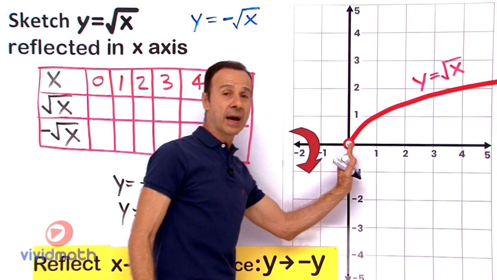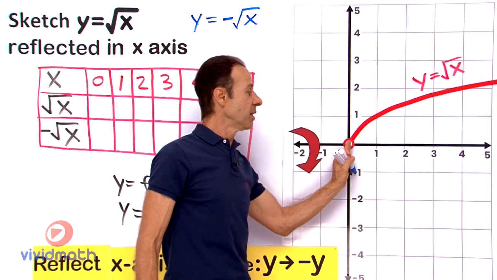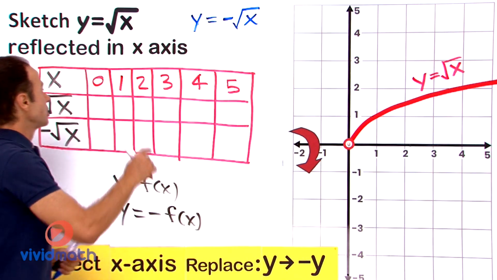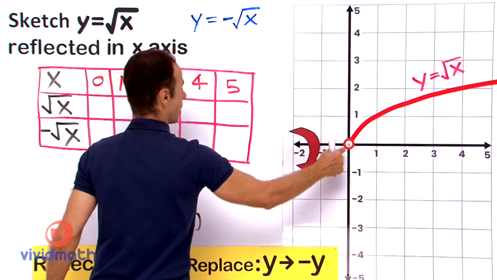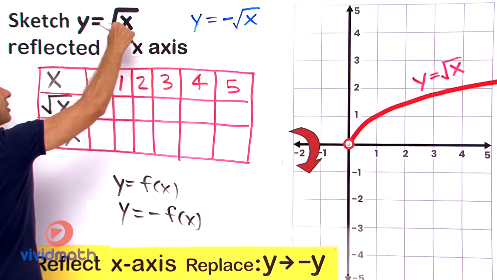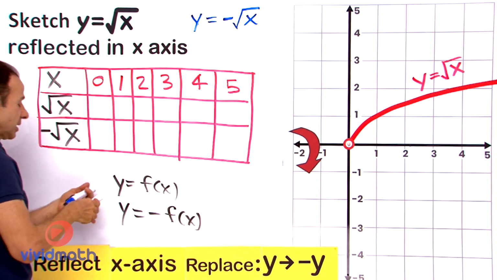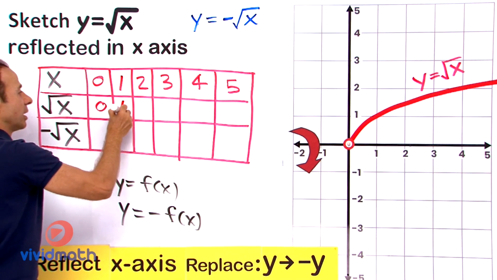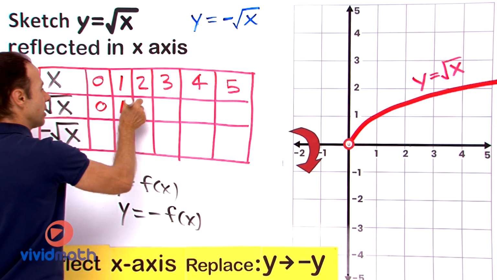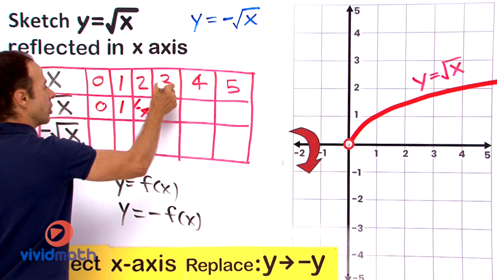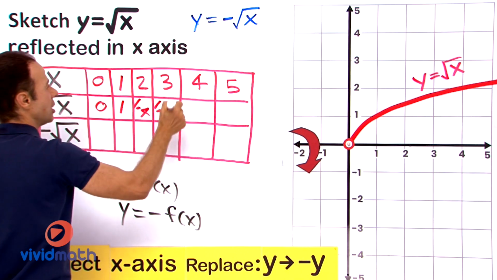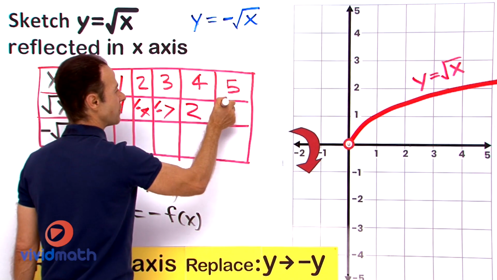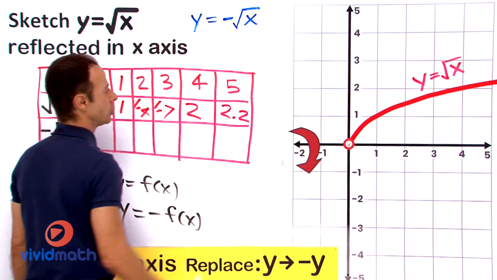On this side of the y-axis, nothing's happening. It's from the y-axis to the right. Okay, let's start putting values in. So we've got 0 here. If I substitute 0 into that, the square root of 0, in fact, is 0. The square root of 1 is just 1. The square root of 2 on your calculator, that should be 1.4. Square root of 3, that should be 1.7. Square root of 4, well, that's easy, square root of 4 is 2. And the square root of 5 is approximately 2.2.